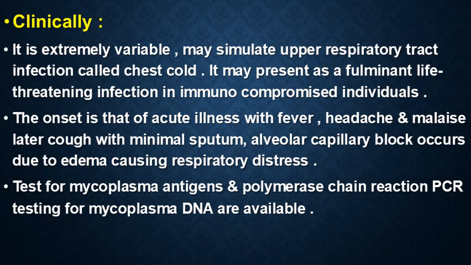Sometimes the patient presents with a fulminant, life-threatening infection, especially immune-compromised individuals, cardiac patients, COPD patients with chronic obstructive airway disease, asthmatic patients, renal patients, those with underlying disease. The disease here might be fulminant and life-threatening. The onset of acute illness is with fever, headache, malaise, fatigue all over the body, cough, sometimes dry cough with minimal sputum. If there is alveolar capillary block, that means severe inflammation with hyaline membrane and edema, the respiratory distress would be more striking.